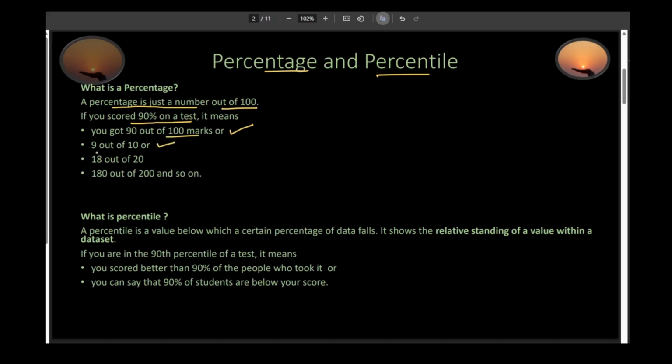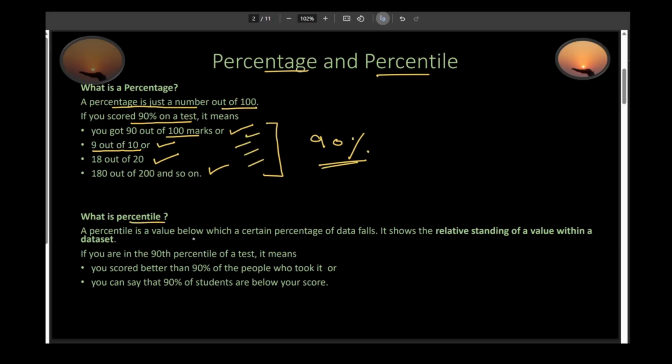Another way would be you can say that you scored 9 out of 10, or you can say you scored 18 out of 20, or 180 out of 200, and so on and so forth. So all these statements essentially mean that you scored 90% on your test.